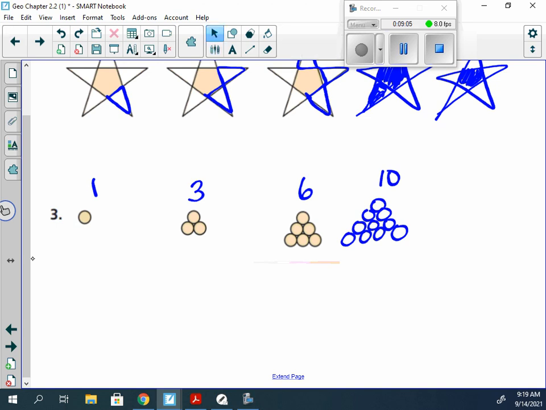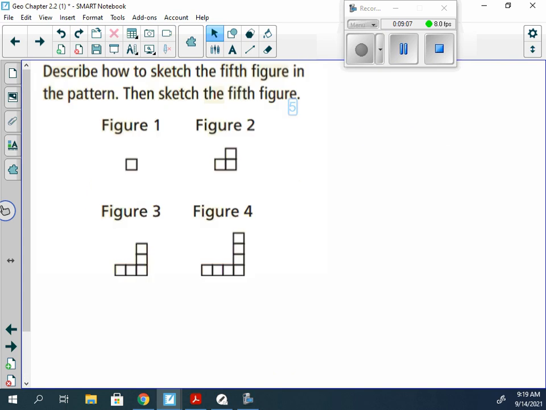Questions on this here? Describe how to sketch the 5th in the pattern, and then sketch the 5th. So we start out with a 1, 1, 2, 3, 4, 5, 6, 7.